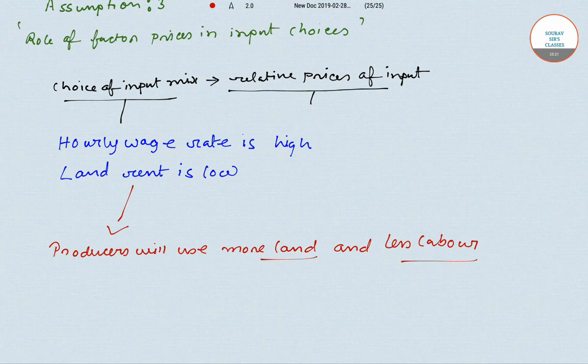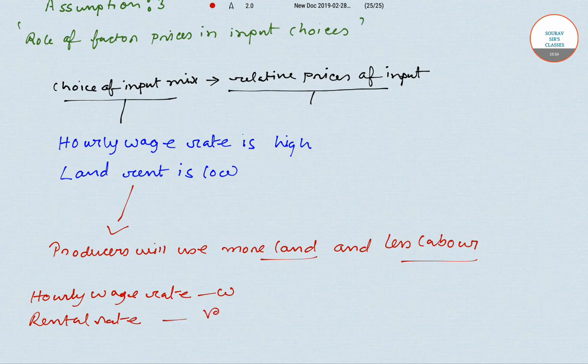Now we also know the converse is also true. If the hourly wage rate is given as W, and if the cost of 1 acre of land, or the rental rate, is given as small r, then the choice of inputs will depend on the factor price ratio W by R. So then the choice of input will depend on what?